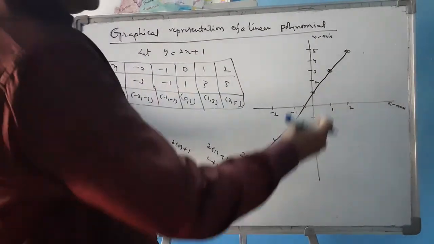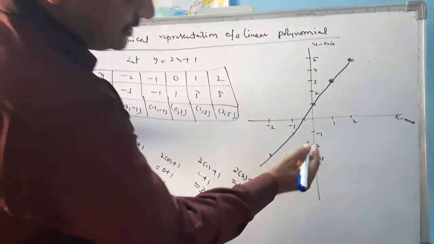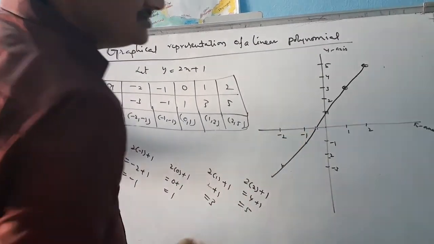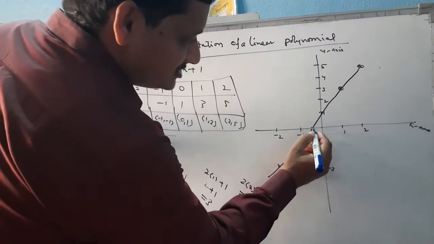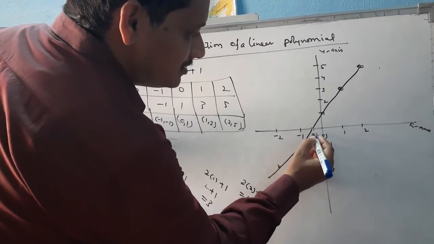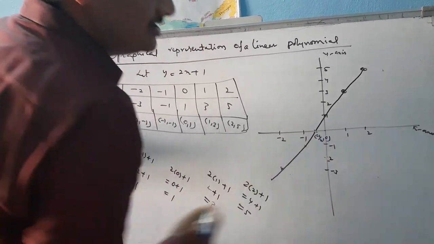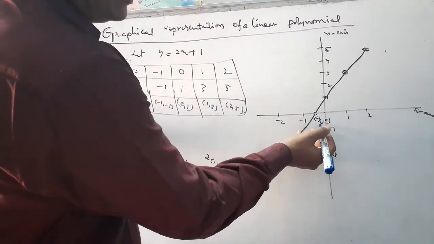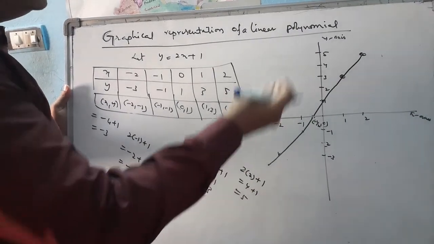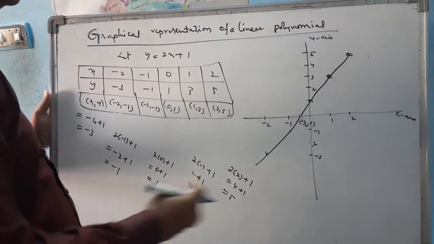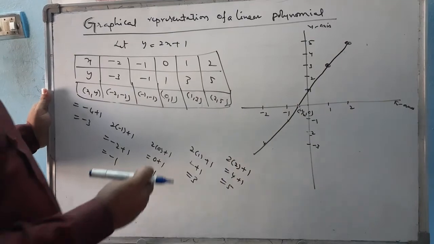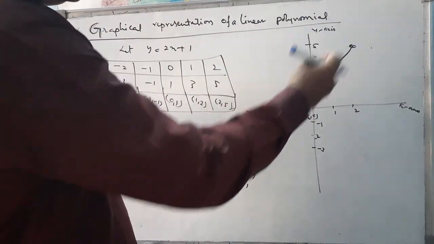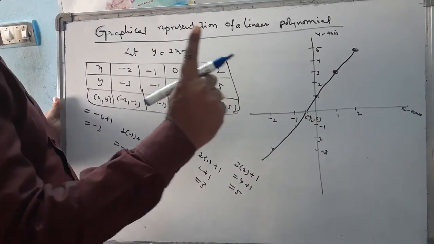This straight line cuts the x-axis at one point. This point is known as the zero of the polynomial. Here it is minus 1 by 2 comma 0. So minus 1 by 2 comma 0. This minus 1 by 2 is known as the zero of the polynomial. So from this, for any linear polynomial, the graph is a straight line, and it also cuts the x-axis at only one point.